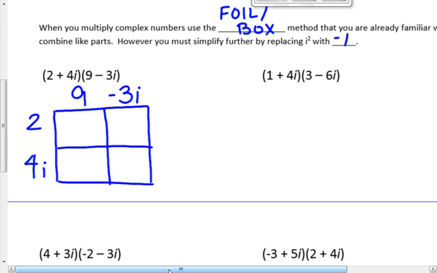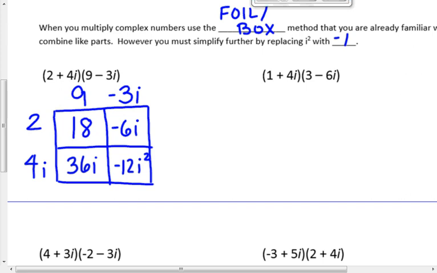I'm just going to go through this for those of you who need a refresher on the box. When I'm looking for this one right here, I look up, and I look to the left, and I multiply those things together in order to fill in the box. So let's get rid of everything I just drew. I've got 9 times 2, which is 18. Then when I move over, I go up to -3i, and I go to 2. So -3i times 2 is -6i. Then I've got 4i times 9. That's 36i. And I've got 4i times -3i. Well, 4 and -3 is -12, and i times i is i squared.